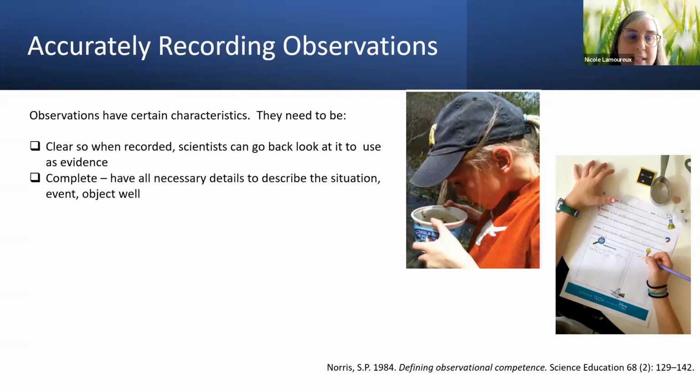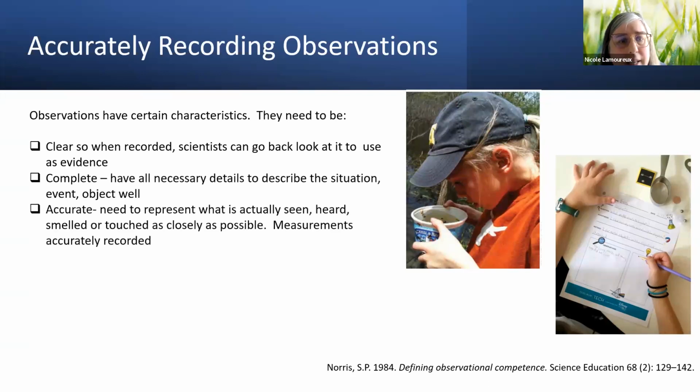Is it complete? Does it have all necessary details to describe the situation and event and object well? So grade 2s and 3s, you're going to work on that as well. Accurate. So this is a grade 3 teach and assess area. So think about this. Need to represent what is actually seen, heard, smelled, or touched as closely as possible. And the measurements are accurately recorded. Okay, so we'll talk about examples of that.